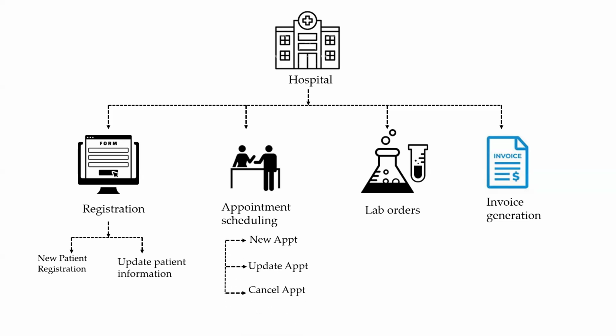Next, we have three categories in appointment scheduling. We have new appointment scheduling, update of an existing appointment, and then cancellation of the appointment. Then next we have lab orders. Lab orders are for sending out orders and results. And then we have invoice generation, which is billing details, which is going to send the billing data from the EHR system to the billing systems.